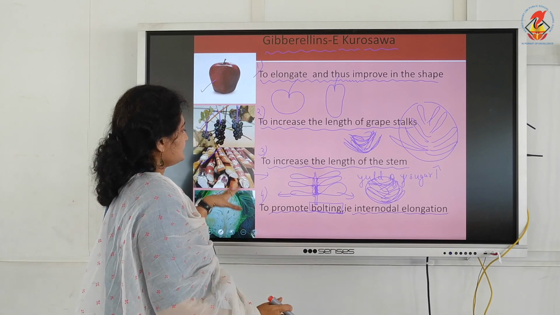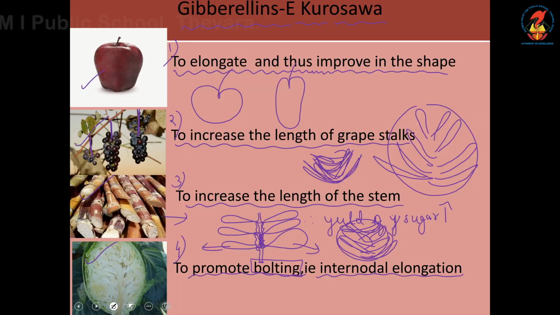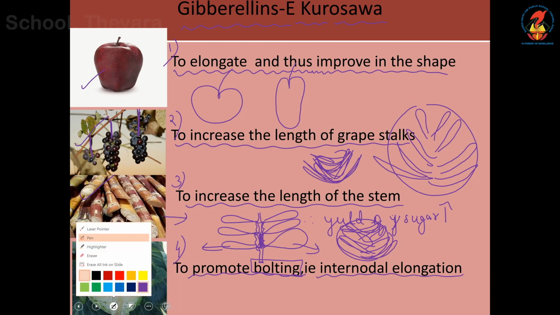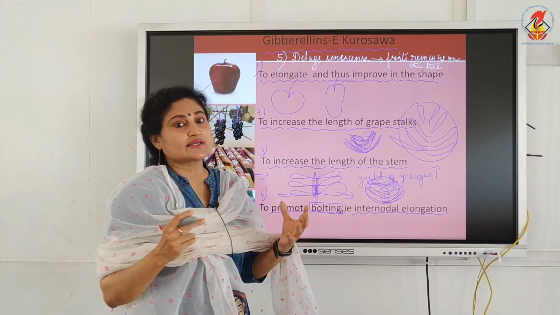And lastly, which I didn't incorporate into the slide, but it's a very, very important point. I am writing the fifth point on that dark part of the slide in white. The fifth importance of gibberellin: it delays senescence, so that the fruit remains on the tree, so as to extend the market period.